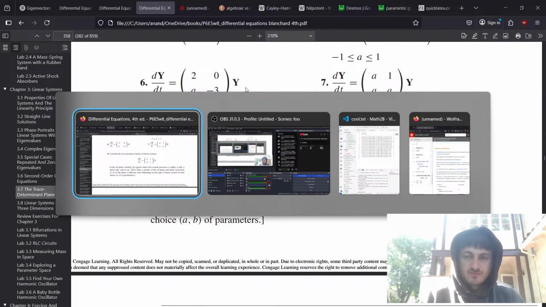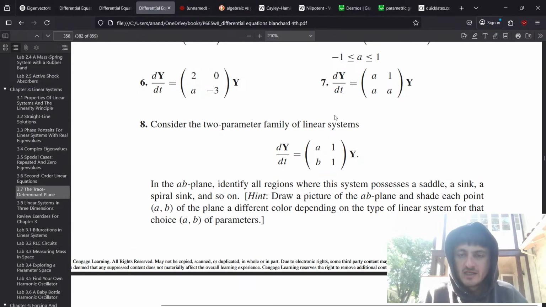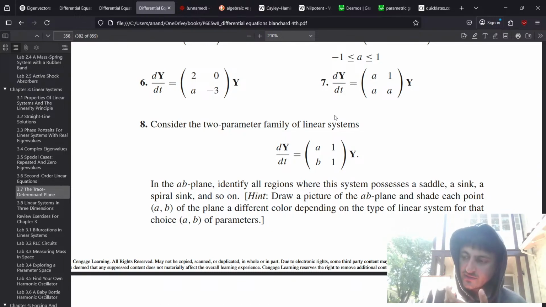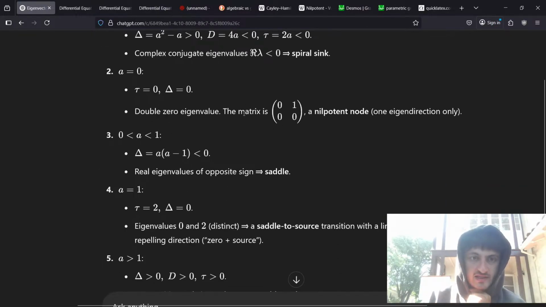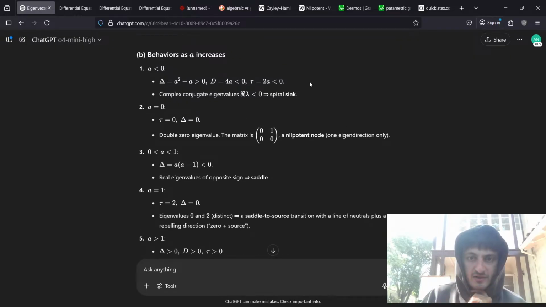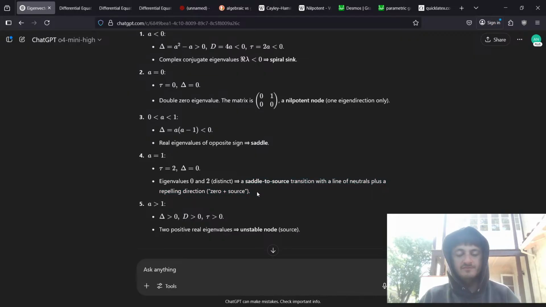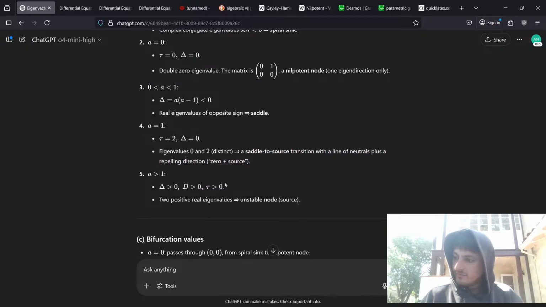I'm not going to explain the behavior. The behavior went from a spiral sink to 0, 0, to a saddle and then to a source. Let's see, is that what it said? It says we get a spiral sink, a nilpotent node. It even went so far as to note that it's a nilpotent node. I just said that the eigenvalues are both 0. Then saddle and then source. Easy. And then wait, when a is greater than, oh yeah, source.